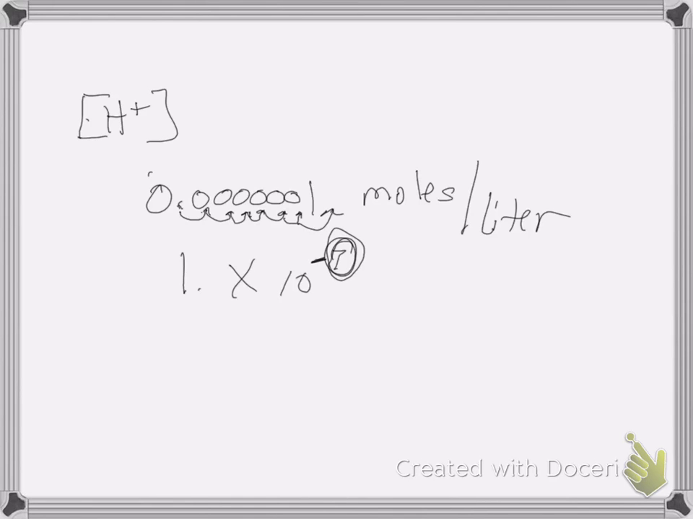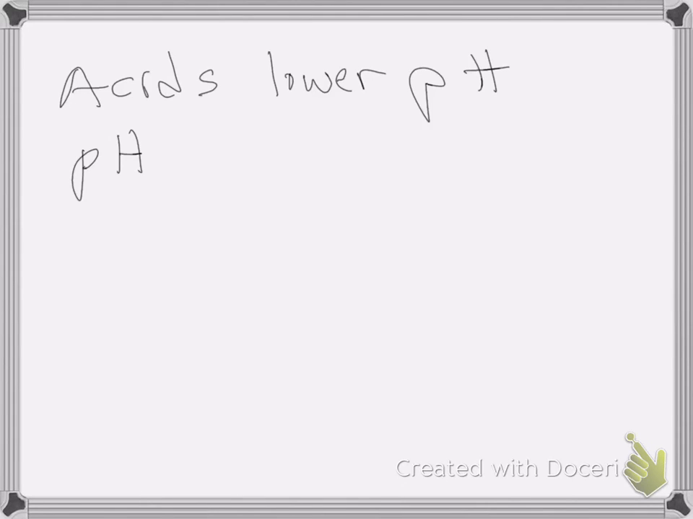Okay? But what we have to look at next is that since things that are acid are going to lower the pH, we have to understand mathematically what we've done. So if I have something with a pH of 3, how would I write the hydrogen ion concentration of that acidic solution? How many zeros?